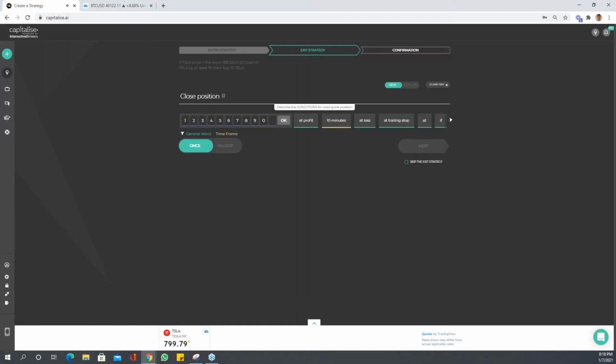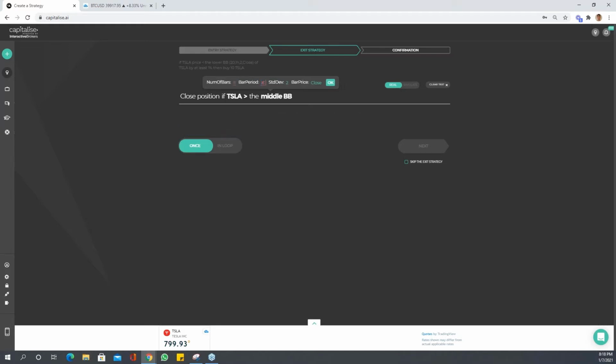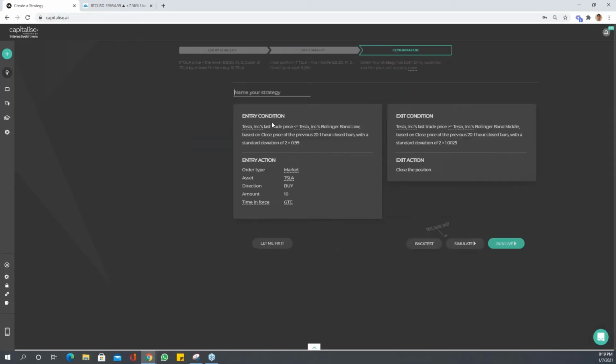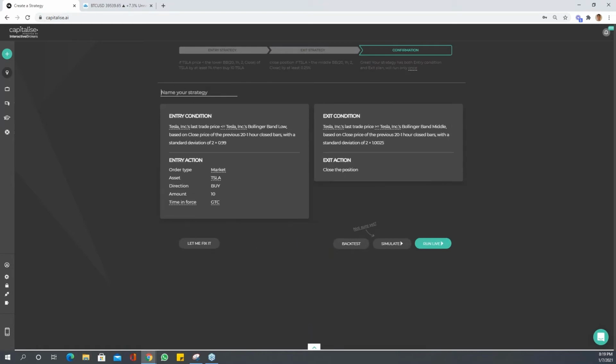We'll close the position if Tesla is above the middle BB, and let's say by at least 0.25%. Oh no, hold on. Let me make that the exact same one, an hour. And let's say by at least 0.25%. Okay, so that's a simple strategy. Tesla is going to cross the lower BB. The moment it gets 1% below the lower BB, it's going to enter. And the moment it crosses above the middle BB by at least 0.25%, it's going to close the trade.